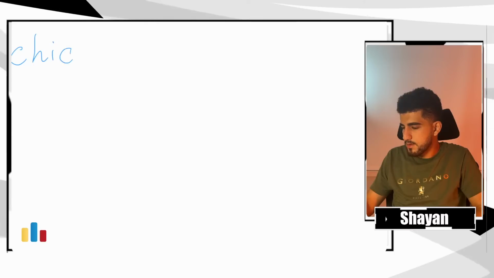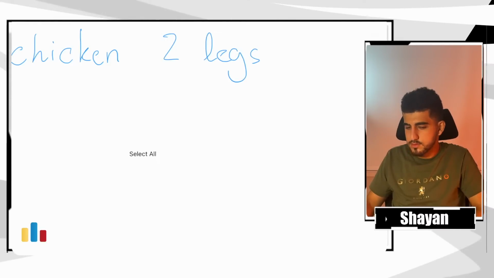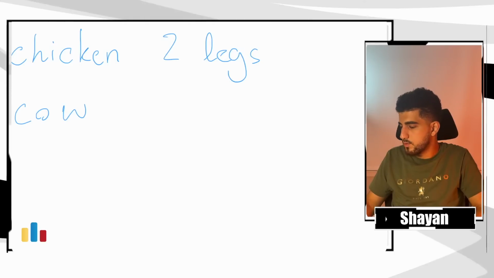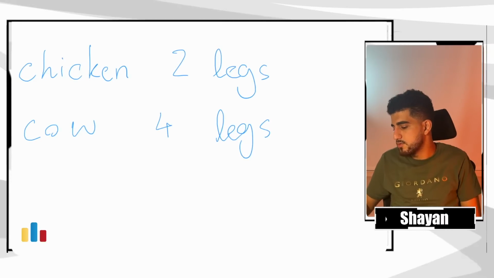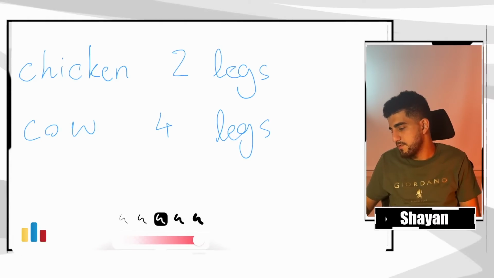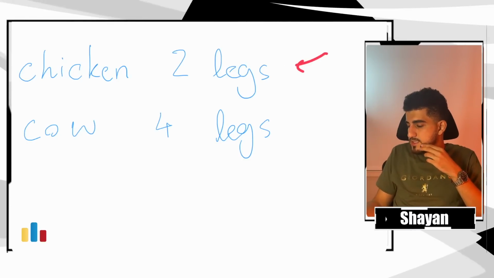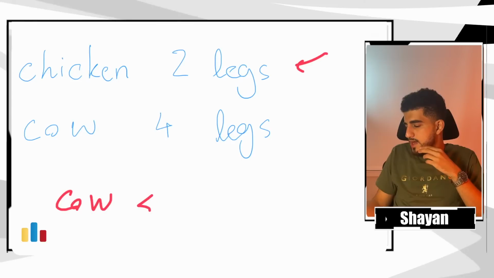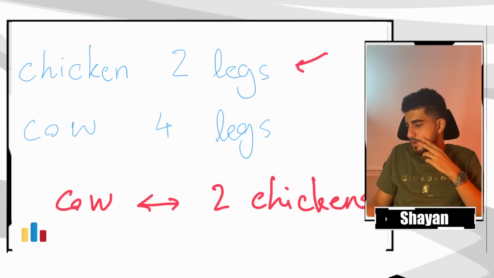we know that each chicken has 2 legs and each cow has 4 legs. So definitely it's better for us to have more chickens if we want to have the maximum number of animals. Chickens are better because instead of each cow you could have 2 chickens, right?